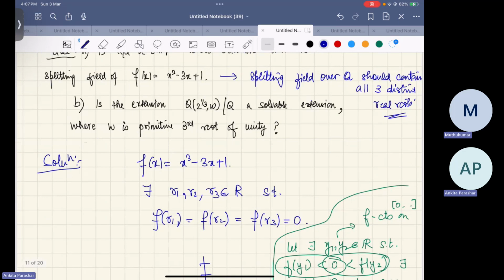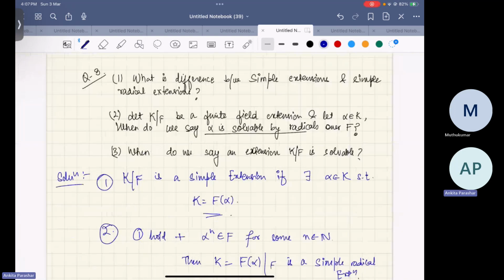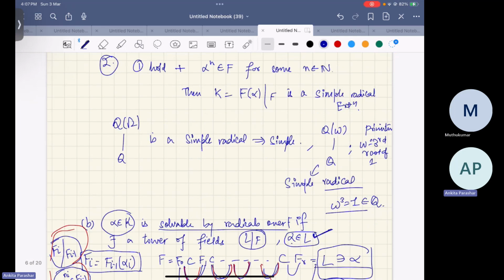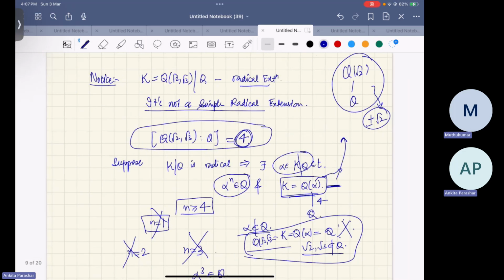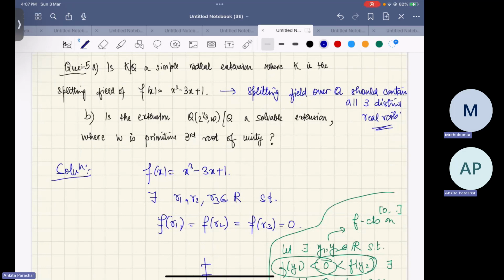Now if I ask you, is the extension Q(2^(1/3), omega) over Q a solvable extension? So recall what is solvable. Let's go back to the definition of solvability. We saw an extension is solvable if every element is solvable by radicals. And solvable by radicals means your element should lie in a radical extension. This is what we want. All right, so let's go to Q(2^(1/3), omega) over Q. Is it a solvable extension?